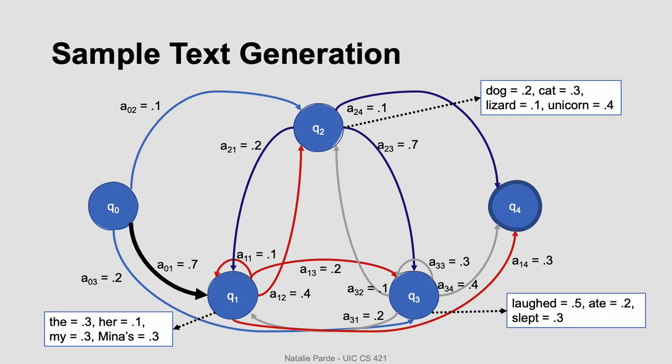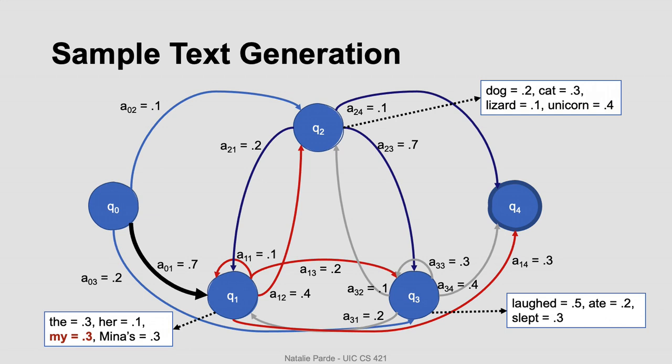Now, once we're there, we can generate one of 4 possible words. Again, there are probabilities associated with these. We'll select one randomly, but we're likelier to select the my or Mina's than we are to select her. We end up randomly selecting my, so we have our first observation.